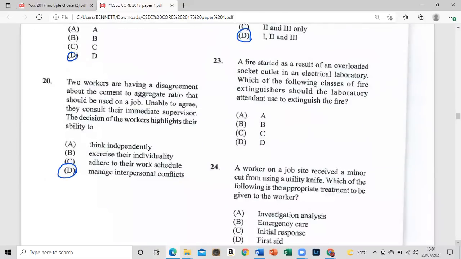A fire started as a result of an overloaded socket outlet in an electrical laboratory. Which of the following classes of fire extinguishers should the laboratory attendants use to extinguish the fire? And that is D.